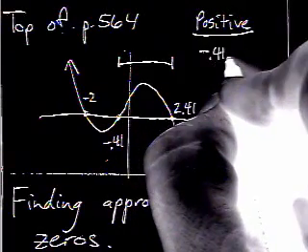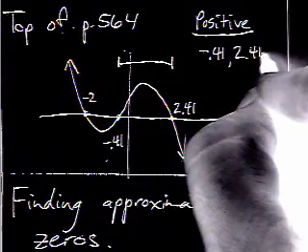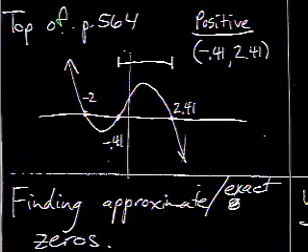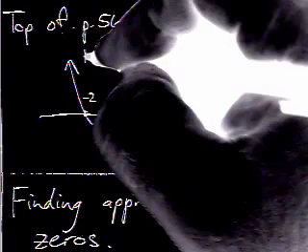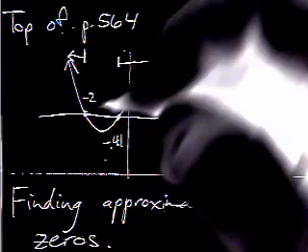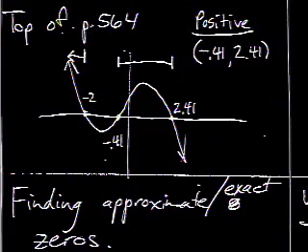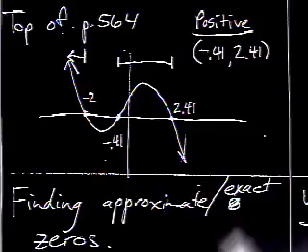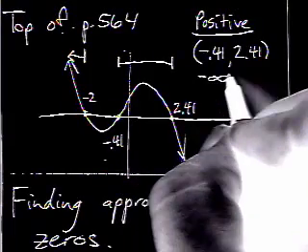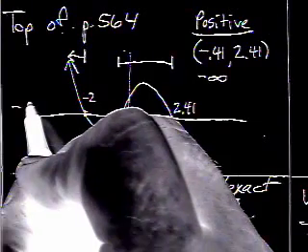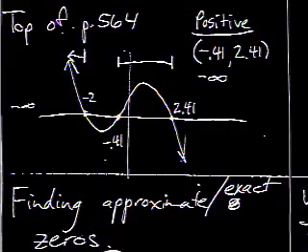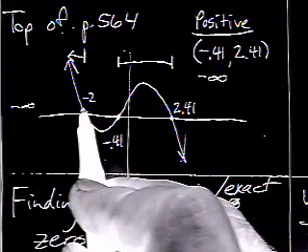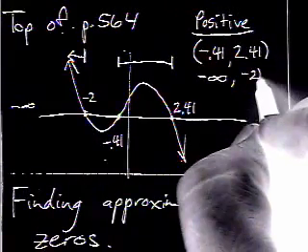So from negative 0.41 all the way up to 2.41. Now, the only other place on the graph where the y values are also positive would be from -2 all the way to the left on the graph. So how do I describe that? Well, that's from -infinity, which is way out here on the left side of the graph, all the way up to -2.